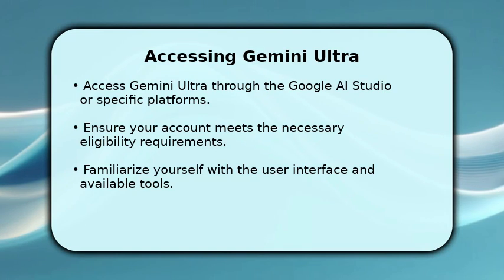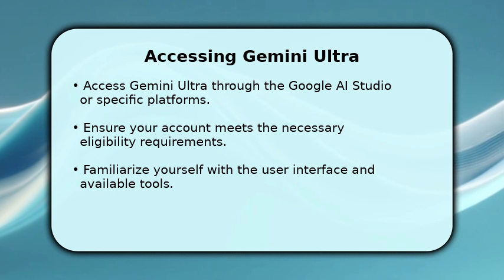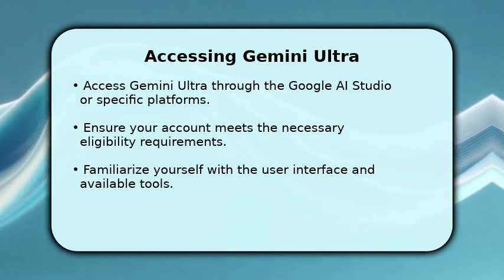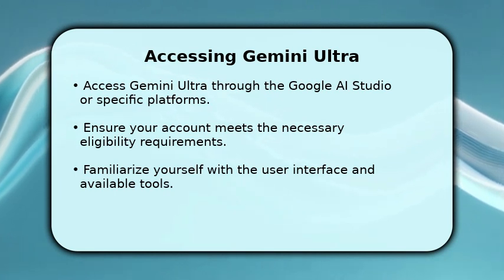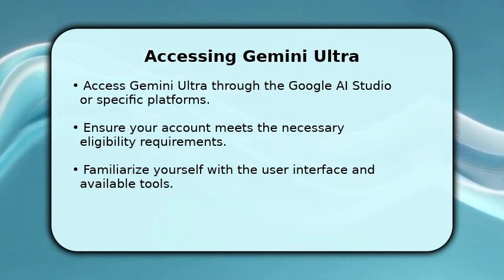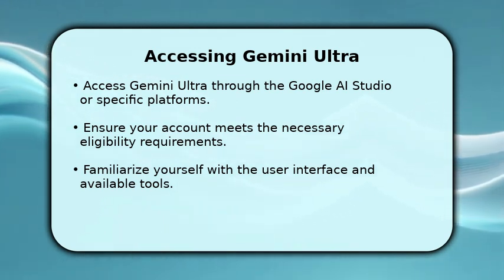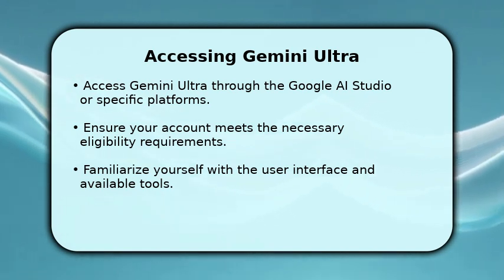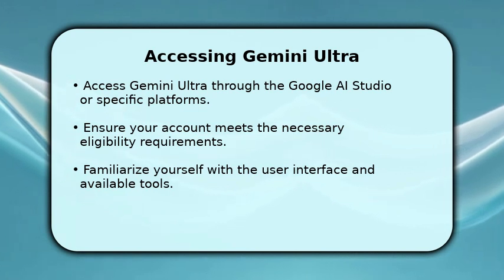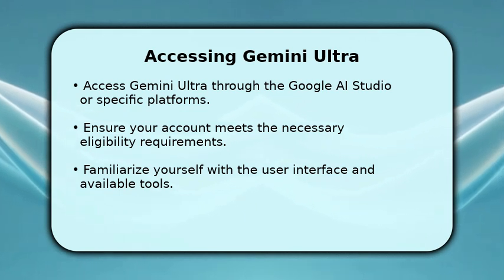To begin using Gemini Ultra, you typically access it via the Google AI Studio or other designated platforms. You will need to ensure your Google account meets any specific eligibility criteria for access. Once logged in, take a moment to explore the user interface. You will find areas for inputting prompts, viewing generated responses, and managing your projects. Understanding the layout is crucial for a smooth workflow, allowing you to navigate and utilize its powerful features efficiently from the very start of your session.